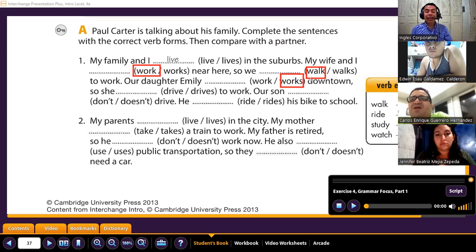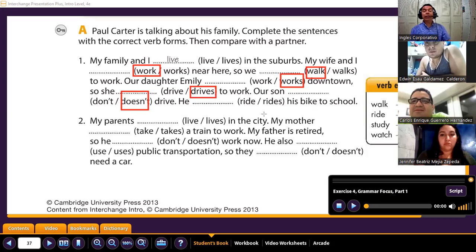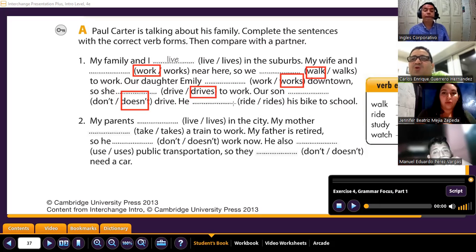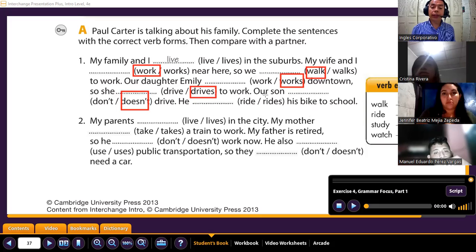Downtown. That means el centro. Downtown is el centro, right? Okay, our daughter Emily works downtown. Right now, she drive or she drives to work? Drive. Our son doesn't. Doesn't, right? He ride or he rides? Yeah, rides. Right.